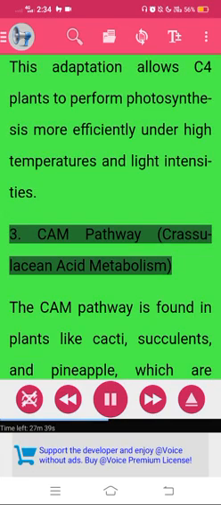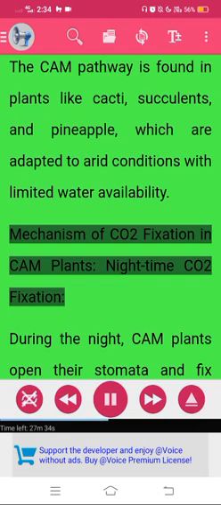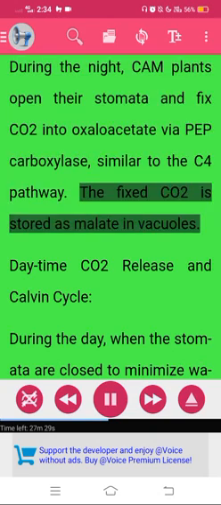3. CAM pathway. Crassulacean acid metabolism. The CAM pathway is found in plants like cacti, succulents, and pineapple, which are adapted to arid conditions with limited water availability. Mechanism of CO2 fixation in CAM plants. Nighttime CO2 fixation. During the night, CAM plants open their stomata and fix CO2 into oxaloacetate via PEP carboxylase, similar to the C4 pathway. The fixed CO2 is stored as malate in vacuoles.